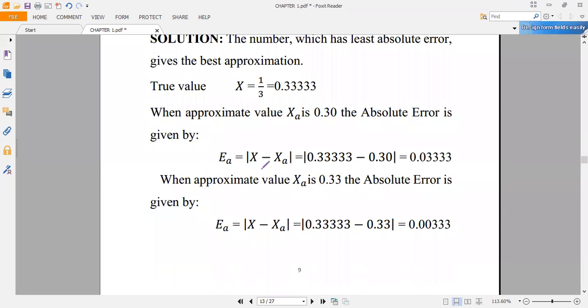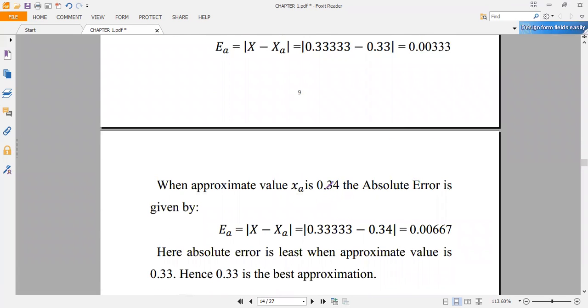For the first approximate value, 0.30, the absolute error will be x minus x approximate, which is 0.3333 minus 0.30, so you will get 0.03333. When we take the second approximation, which is 0.33, the absolute error given by x minus x approximate becomes 0.00333. And the third approximate value is 0.34. The absolute error is 0.3333 minus 0.34, which is 0.00667.